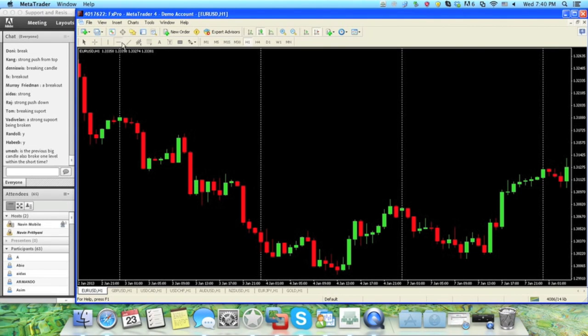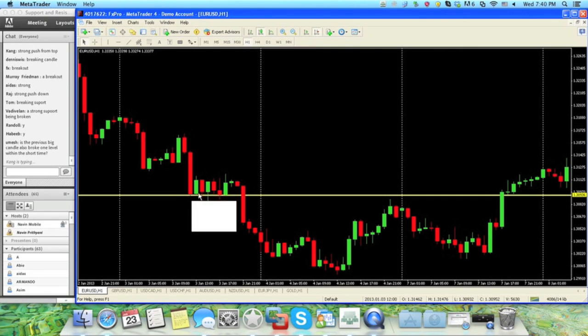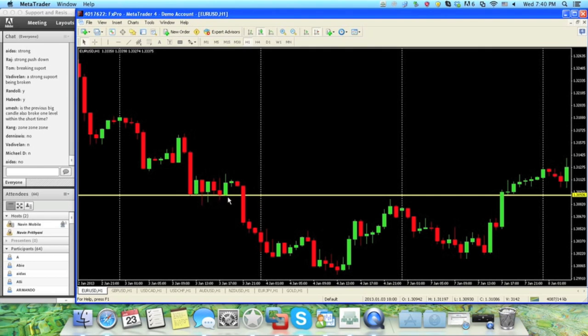Now, if I put my line here on the lowest body, is there a single body that closes outside of this? No, not a single body that goes outside of this. Tails are fine. Tails are just trying to tell you that it tried to go out, but it couldn't. So tails, you can have as many as you want. It doesn't mean anything. It's the bodies that make a difference.